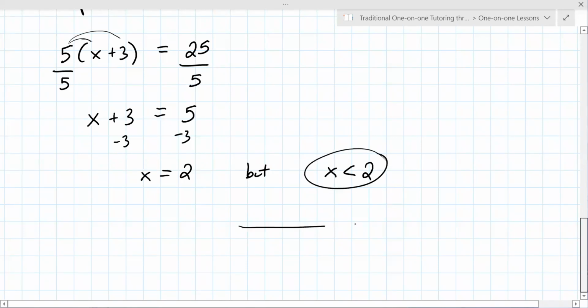Now, in terms of a number line, there's 2. Is it an open bubble or a filled in bubble? Which one is it? Open. It's open. And are you shading to the left or to the right? To the left. Which way does this arrow point? Left. Yes, it's to the left. That's the way the arrow points.